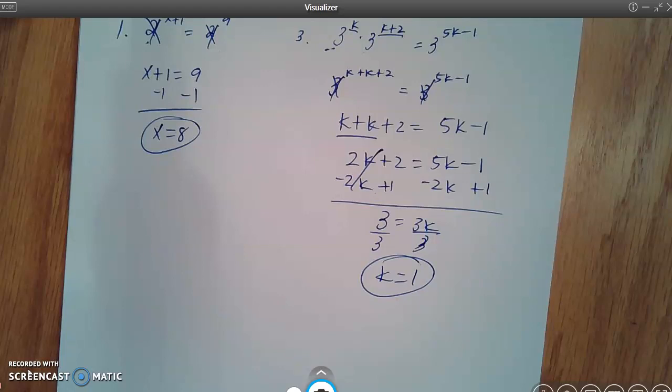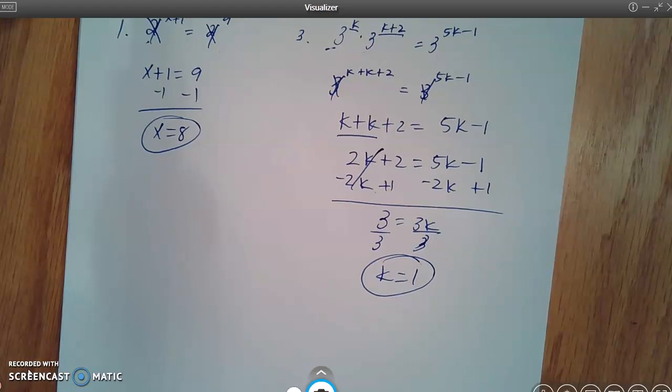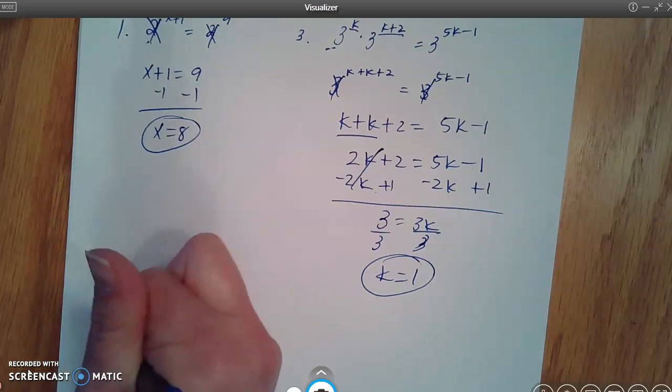So that's when you already have a common base. Same rules apply for later on. We just now need to talk about how to solve those ones. Okay, so that's type 1. Let's look at type 2.